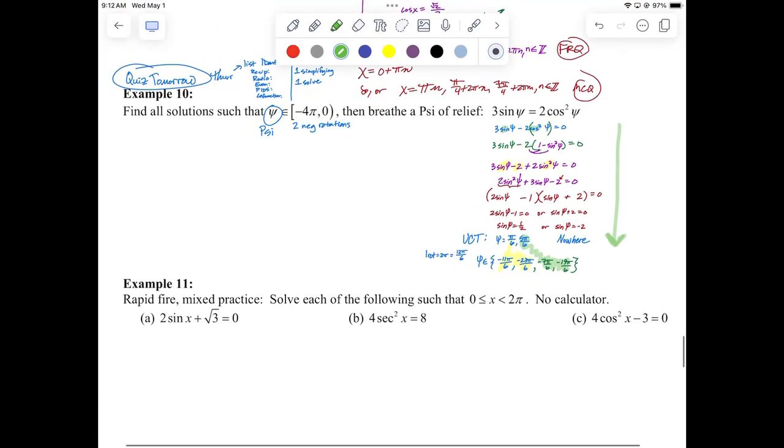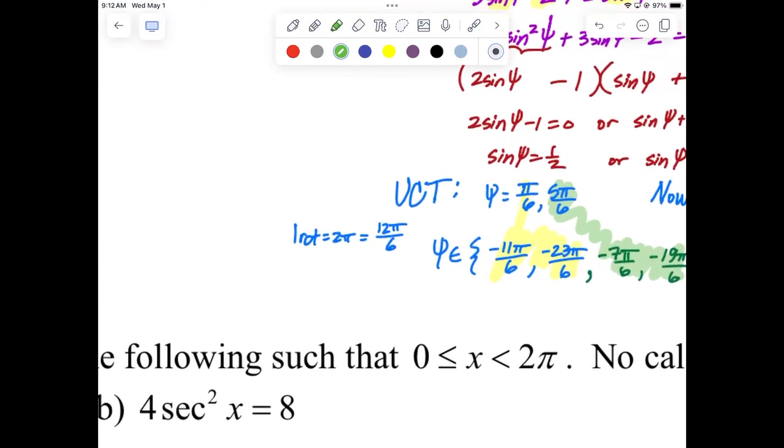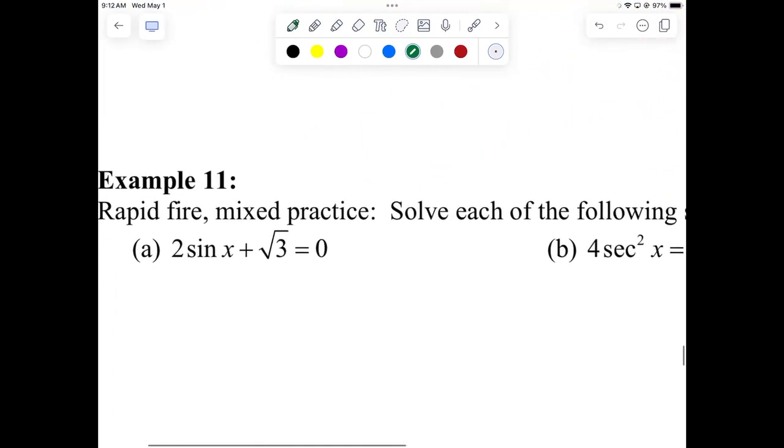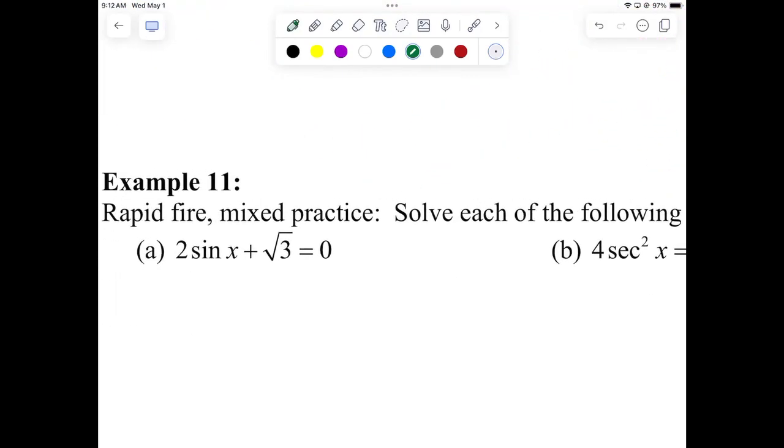All right. Number 11, rapid fire mixed practice. Solve each of the following between 0 and 2 pi. Okay, so I put you back in your comfort zone, right? 0 to 2 pi, this is one positive rotation. That's where we like to live. No calculator required. Okay, let's look at this one here.